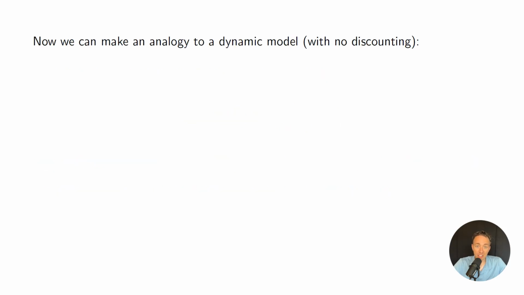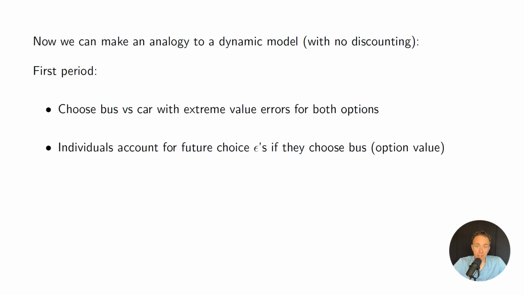Now let's make an analogy to a dynamic model where there's no discounting of the future. In the first period, we can choose to ride a bus or take our car to work, and there's extreme value errors on both options. And we can capture something that is similar to option value by thinking about any additional value we might get from choosing a particular color of bus, red or blue. And we're going to take into account this additional option value at the time that we're choosing bus versus car.